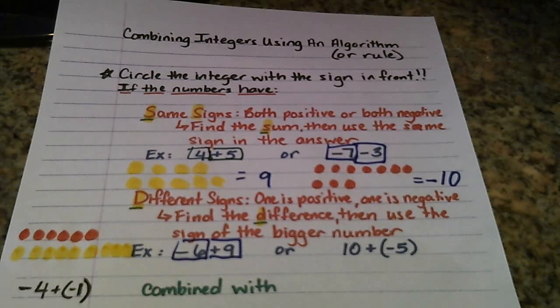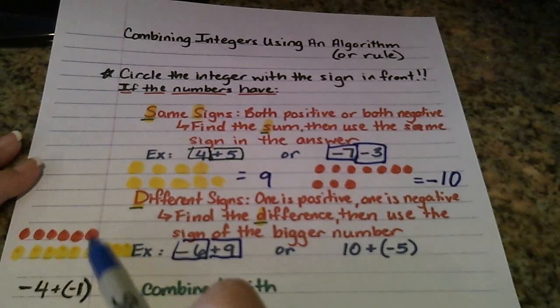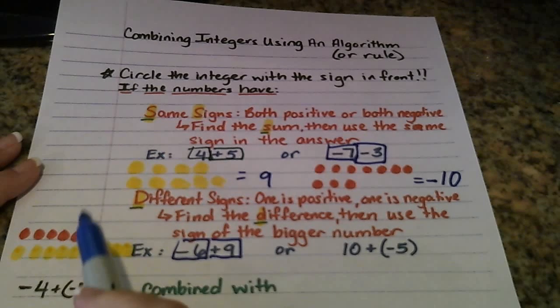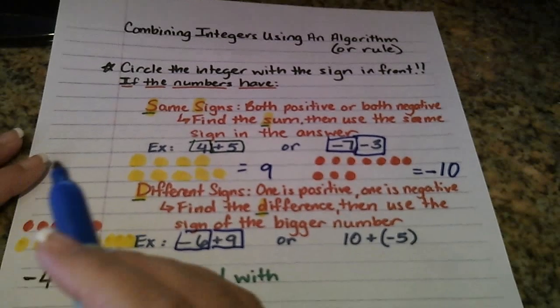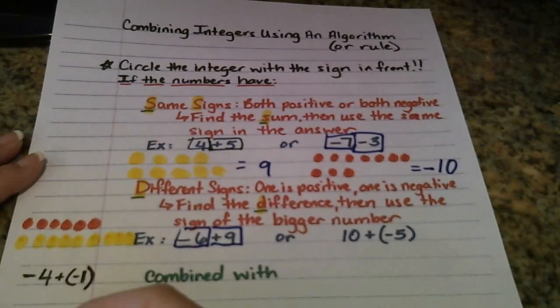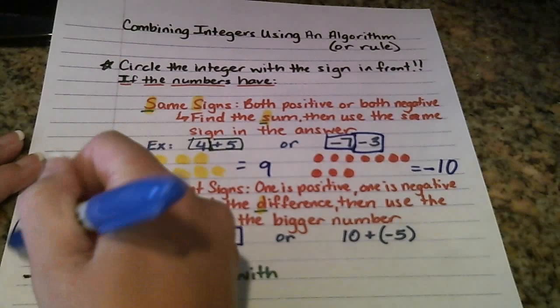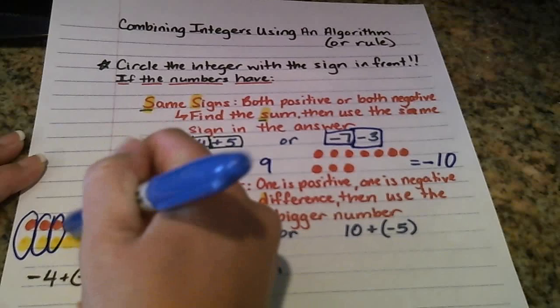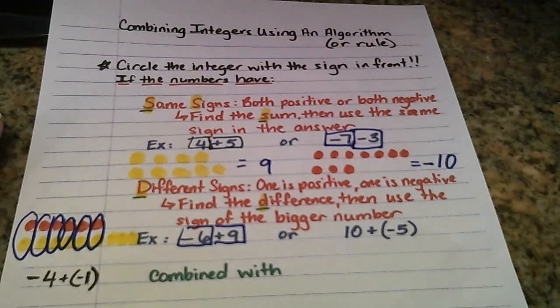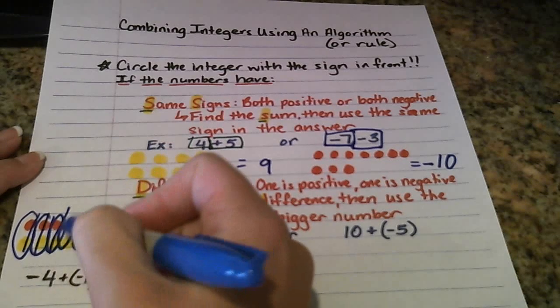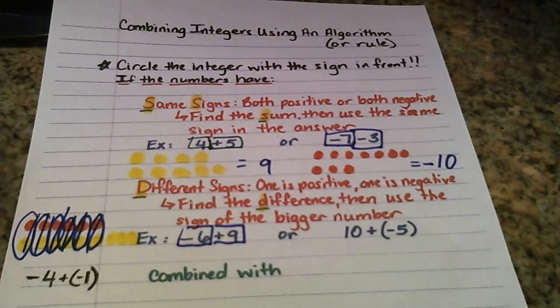So the reason why you're taking the difference between the two is because of the fact that these 6 negatives are going to be canceling out 6 of the positives. If you recall the lesson on zero pairs, a red chip matched up with a yellow chip equals 0. It has no value. It's kind of neutral. So I'm creating 6 zero pairs here. And then whatever is left over is going to be my answer. So these are all worth nothing. And what I have left over is 3 positive chips.